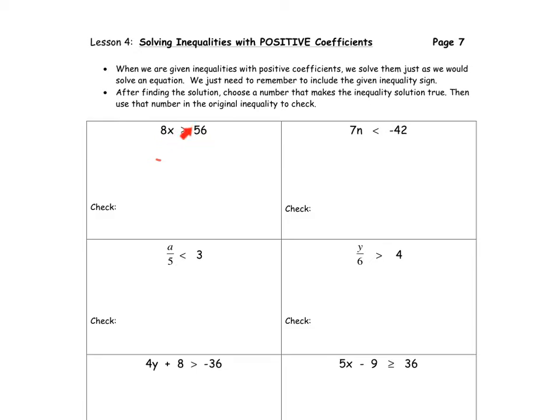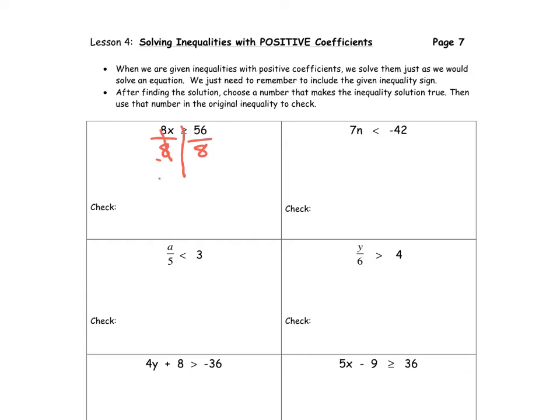So my solution is not 56. I have to figure out what x equals, and I'm going to do that just like an equation. I'm going to build the wall over the inequality sign. I'm going to divide by 8 because that's the coefficient. I'm doing the opposite of multiplying by 8. So I have to do this on both sides.